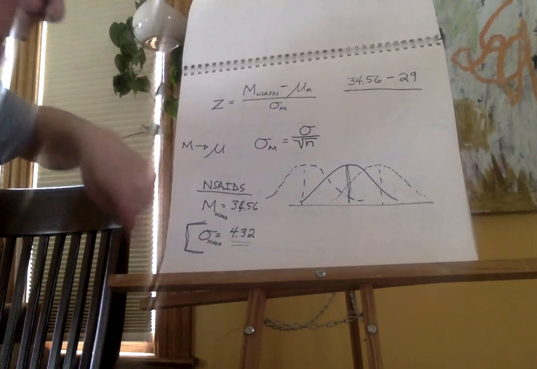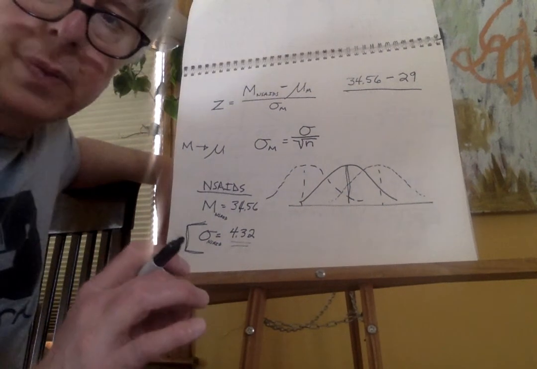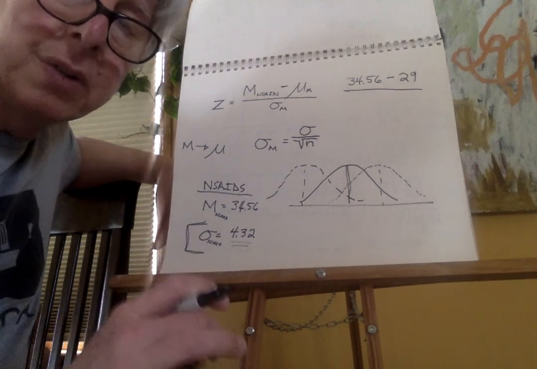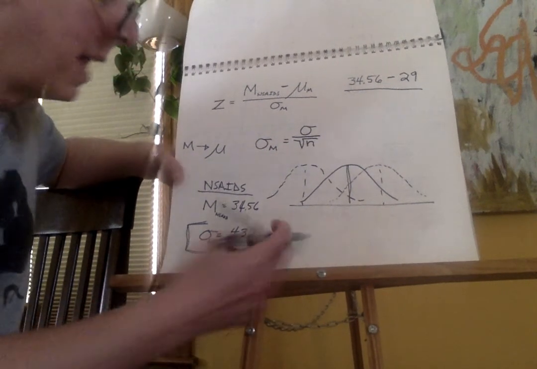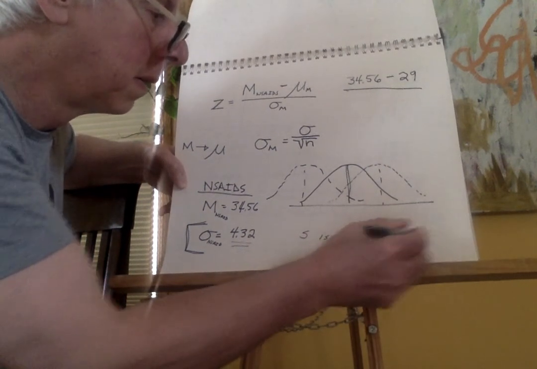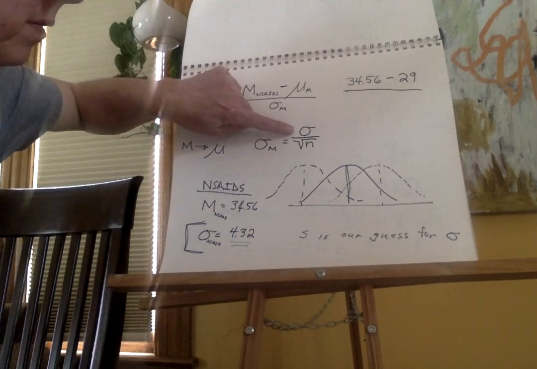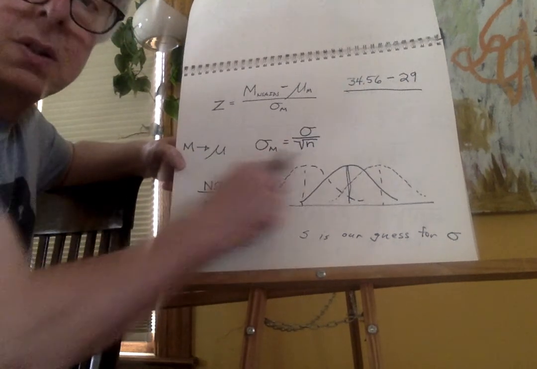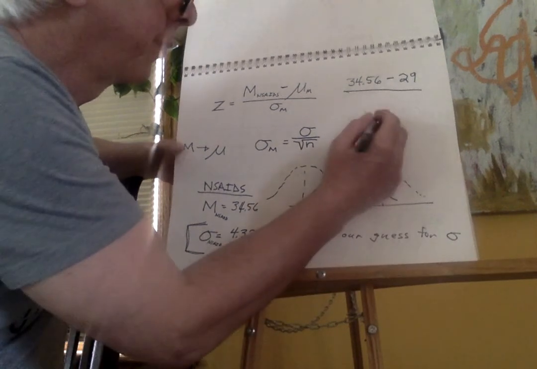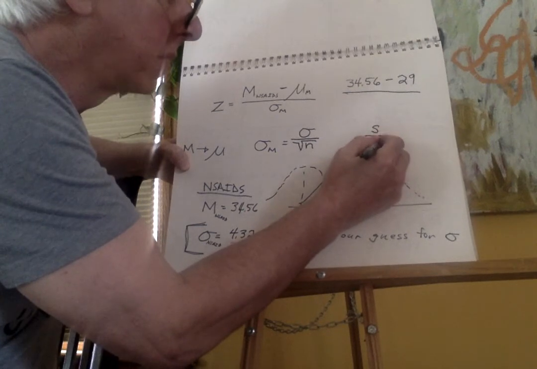This is the value. Now, one of the things that you have to keep in mind, because I'm going to end this video and let you do the rest of it. But remember, folks, S is our guess for sigma. Here is sigma, right? We still have to do this. We just have our value for sigma. So S goes here. We're still going to divide by the square root of n.